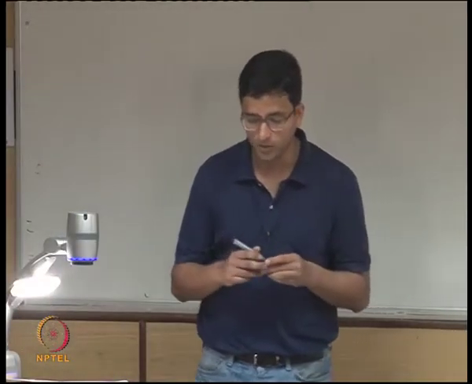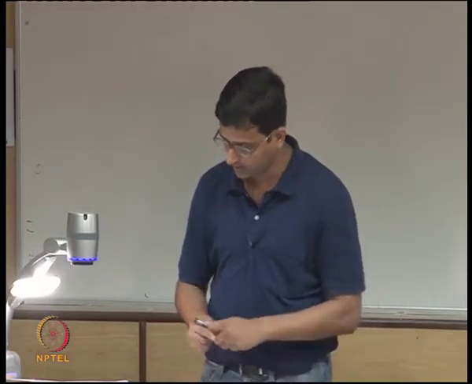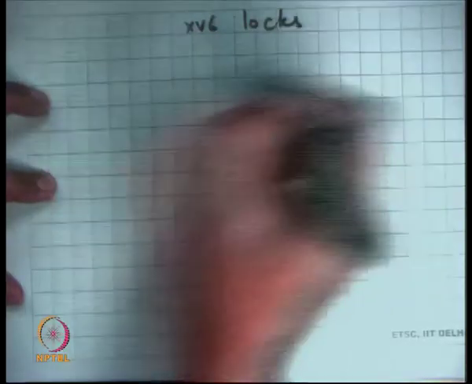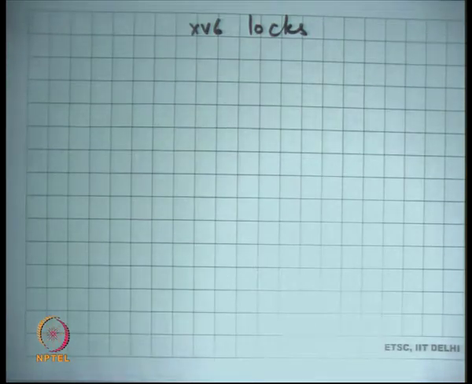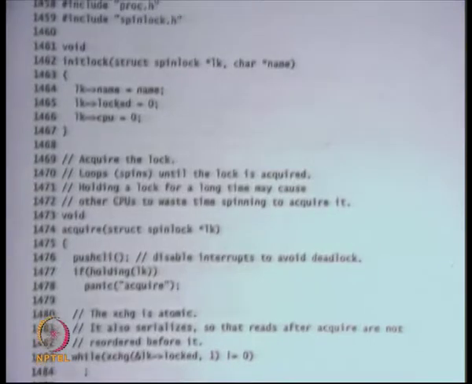All right. So let's look at how the acquire function is implemented in XV6 locks. Right. So let's look at how XV6 is implementing locks. So this is sheet 14 on your listing. Okay. That's the lock function. That's the acquire function basically. Let's see what the lock structure is before that.